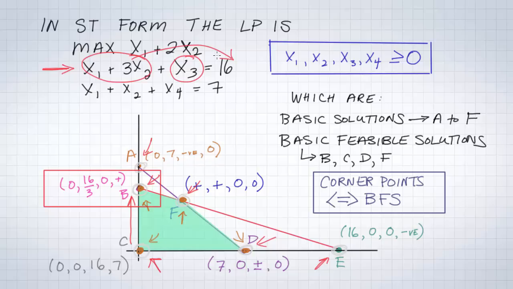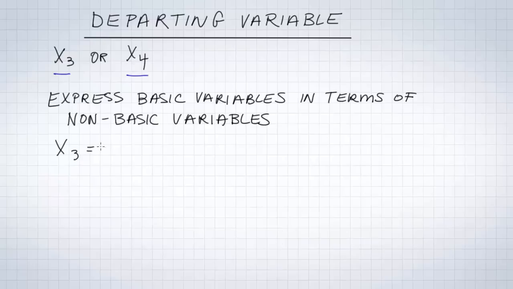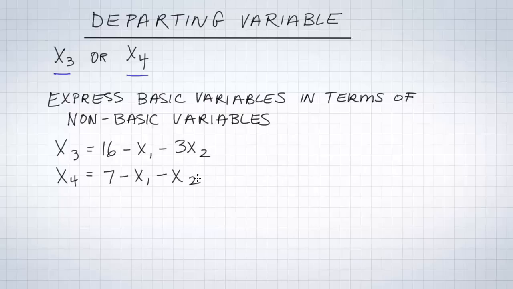So what we're going to have is x3 is equal to 16 minus x1 minus 3x2, and x4 is equal to 7 minus x1 minus x2. We're also going to write our equation z as x1 plus 2x2. Now, the issue is x2 is going to enter. So let's look at this first equation. As x2 increases, goes up, x1 is staying at 0, x2 is going to increase. What is going to happen to x3? As x2 increases, x3 comes down.